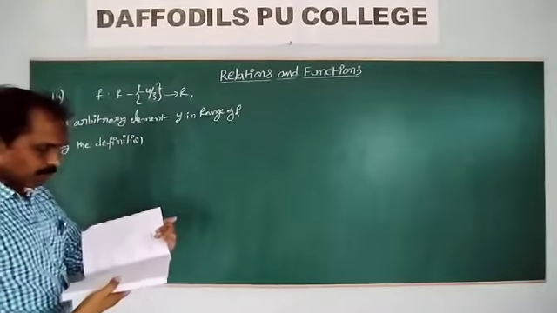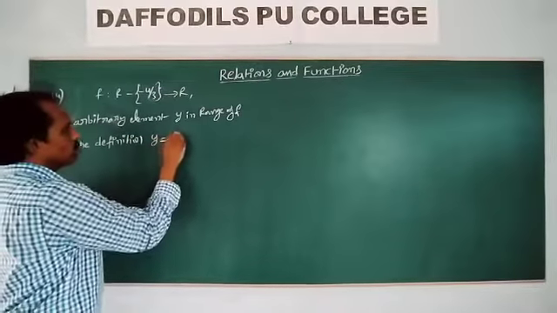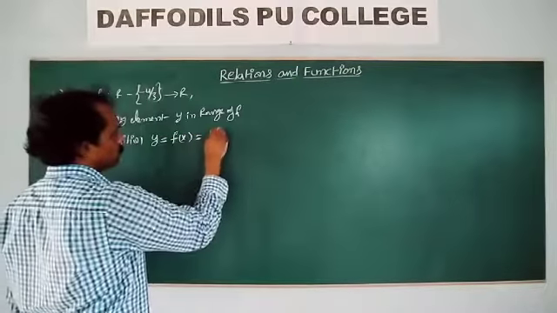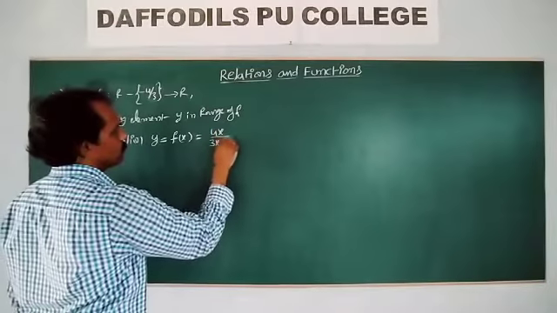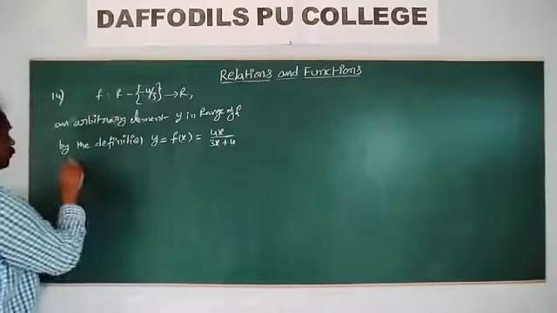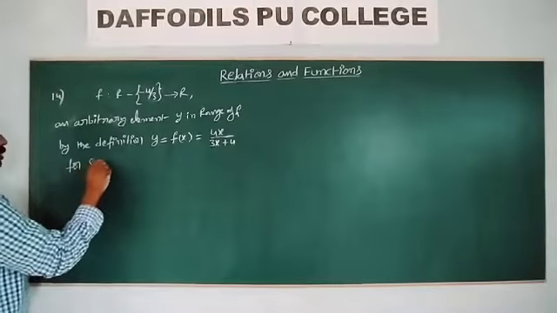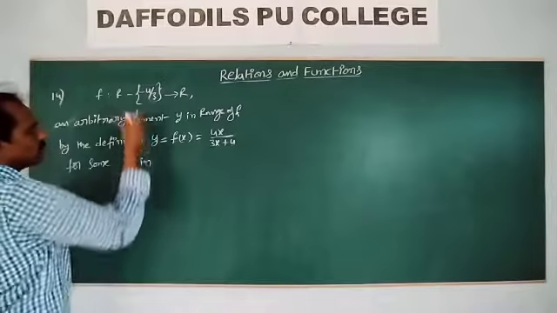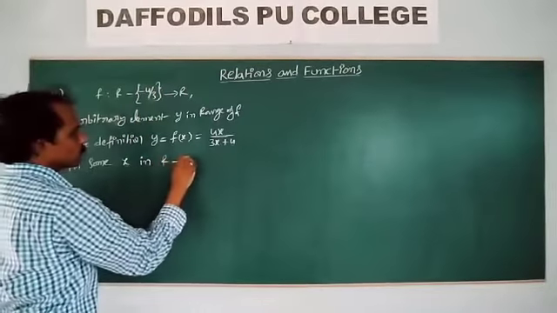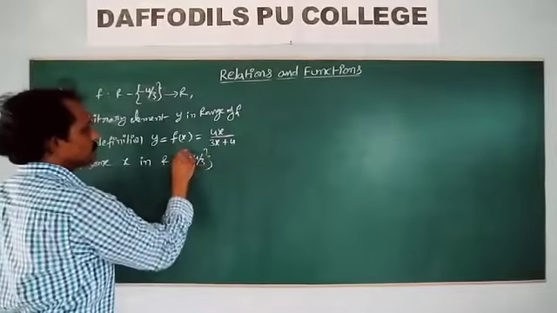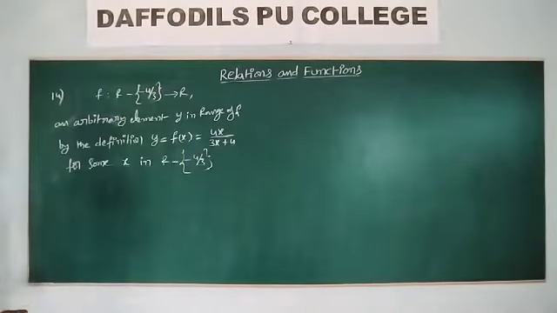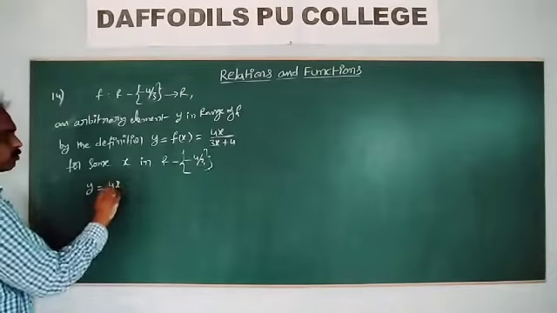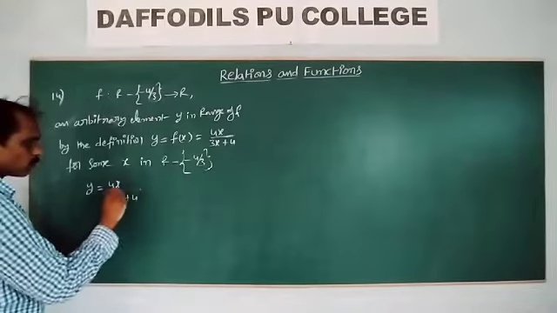By the definition, what is given f of x? f of x means y is equal to f of x is equal to 4x by 3x plus 4, for some x in the real numbers except minus 4 by 3.